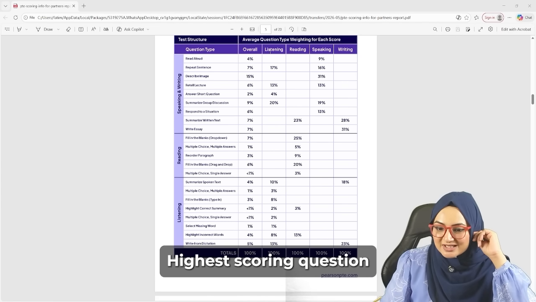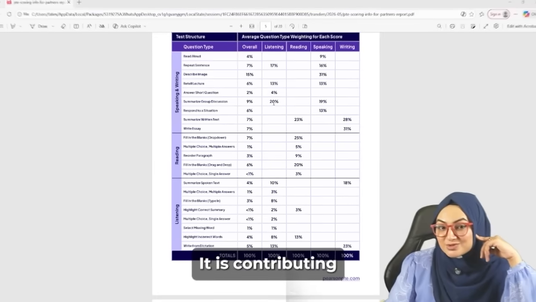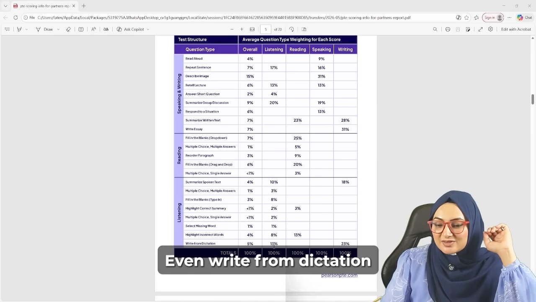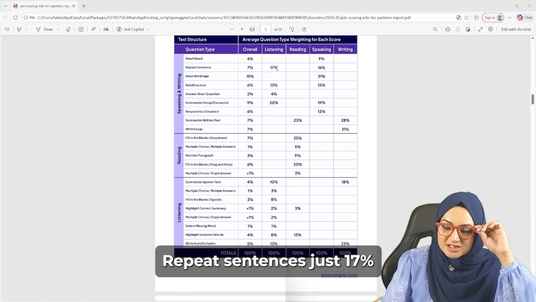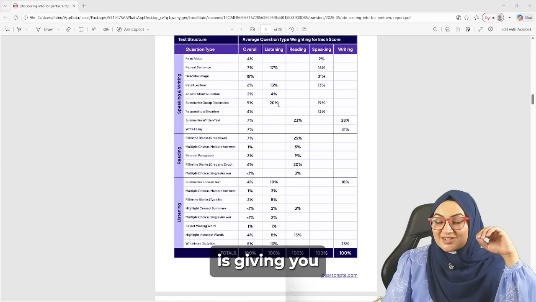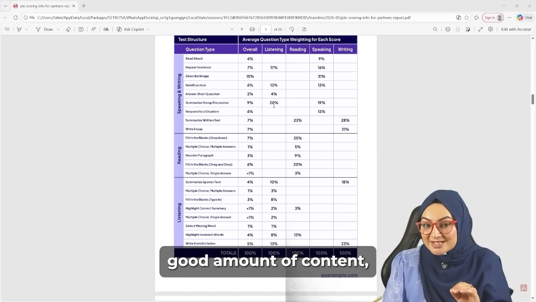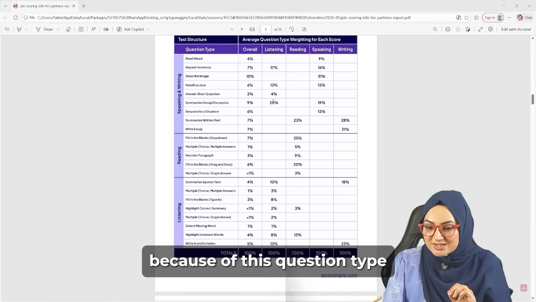The highest scoring question in listening is summarize group discussion. It is contributing 20% marks in the listening module. Even write from dictation is just 13%. Repeat sentence is just 17%, but summarize group discussion is giving you 20% marks in listening. So if you do not have a good amount of content, then you might lose your score because of this question type.